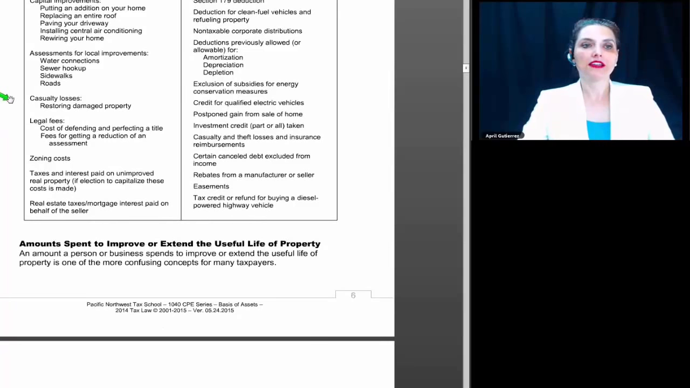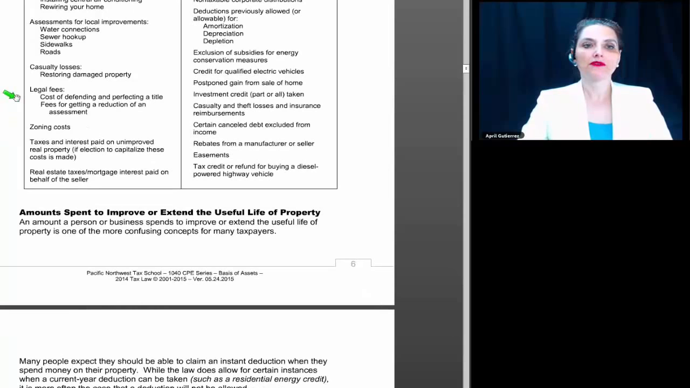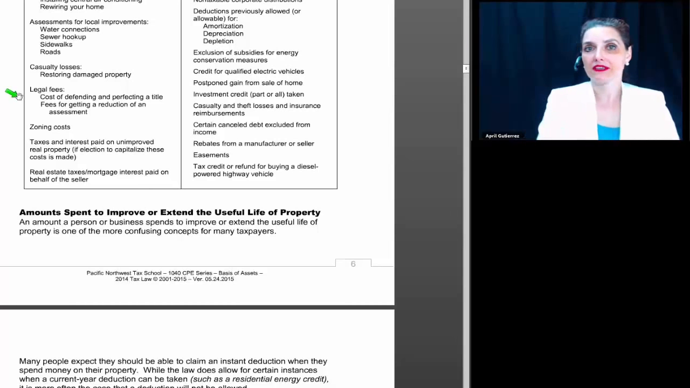Casualty losses, that is restoring damaged property back to its original condition. Legal fees, the cost of defending and perfecting a title, and fees for getting a reduction of an assessment. So let's look at where you might have a legal fee associated with property that you own in terms of defending or perfecting title. Let's just suppose you are owner of a piece of land and you've got just a nasty neighbor who comes along and claims that there's some kind of dispute over the property line, and they're suing you for whatever it is they think they're losing because of this property dispute.